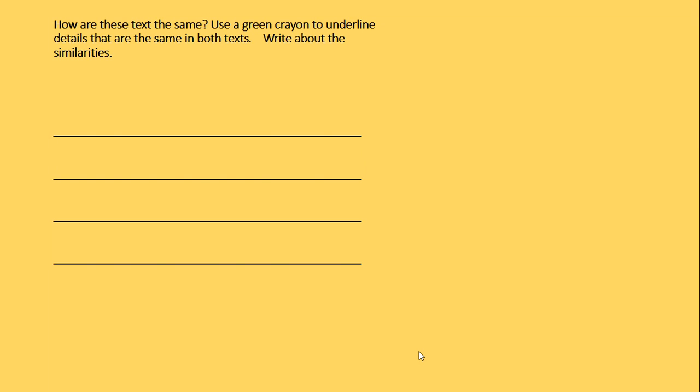Now let's read our question. It says, how are these texts the same? Use a green crayon to underline details that are the same in both texts. Write about the similarities. So, boys and girls, you will be asked to do the same thing. Now, watch as I complete this activity.